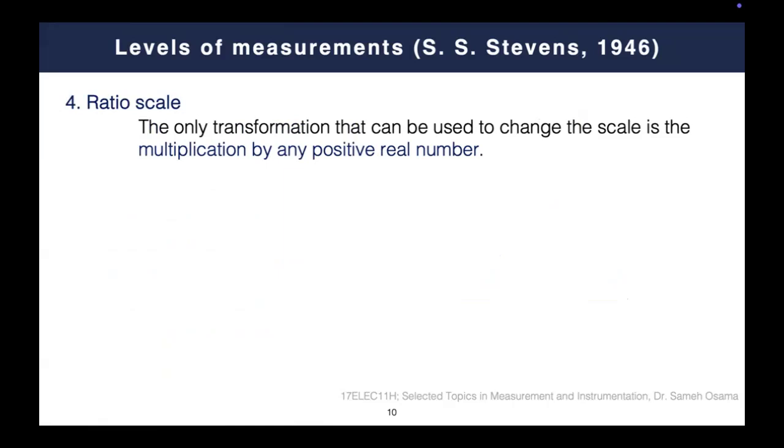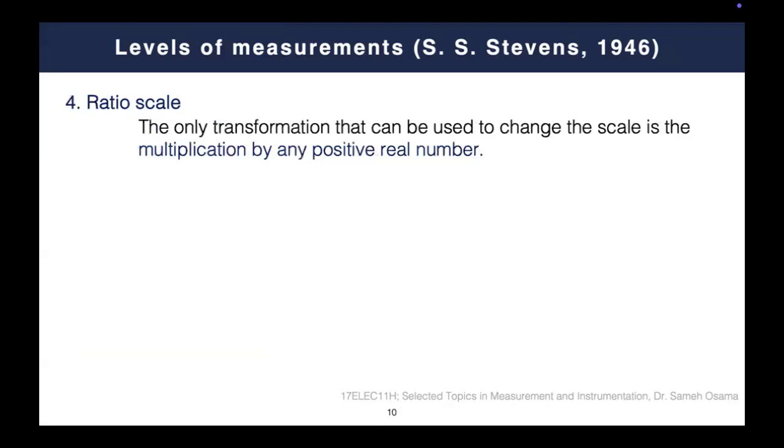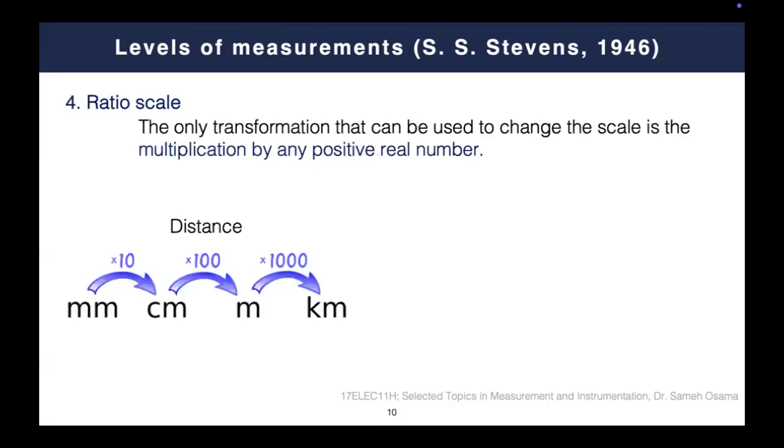So the equation, instead of y equal mx plus c, becomes y equal mx, as if c is equal to 0, which is simply the conversion of units. So when we convert from millimeter to centimeter, from centimeter to meter, from meter to kilometer, and so on, you are just multiplying by a factor.